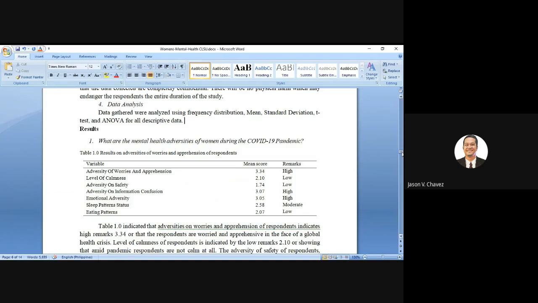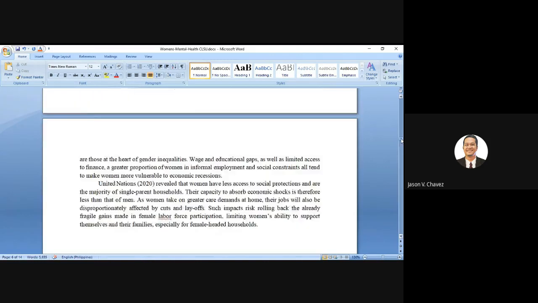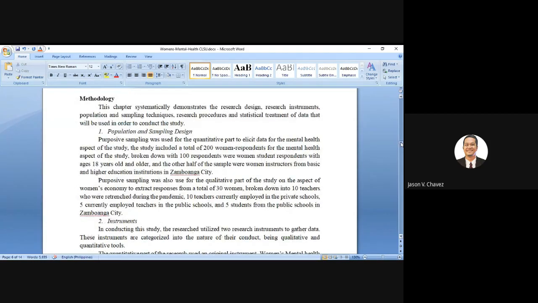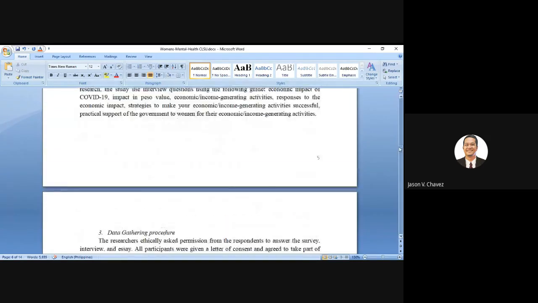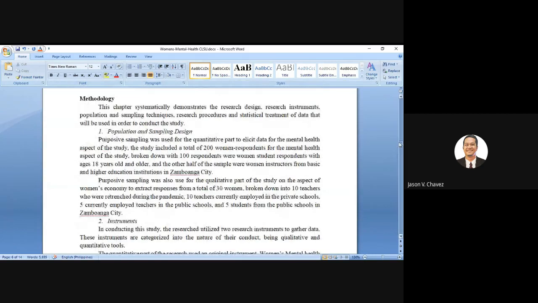So that's it. That ends our discussion on the methods. So you have parts of methodology. Important parts are population and sampling design, the instruments, data gathering procedure, and data analysis. So these are the things that we expect in your methodology. Okay? That ends my discussion. If you have any questions, you can raise it in our group chat or messenger. For now, thank you very much for listening, and I hope you understood some of the concepts that you were looking for.